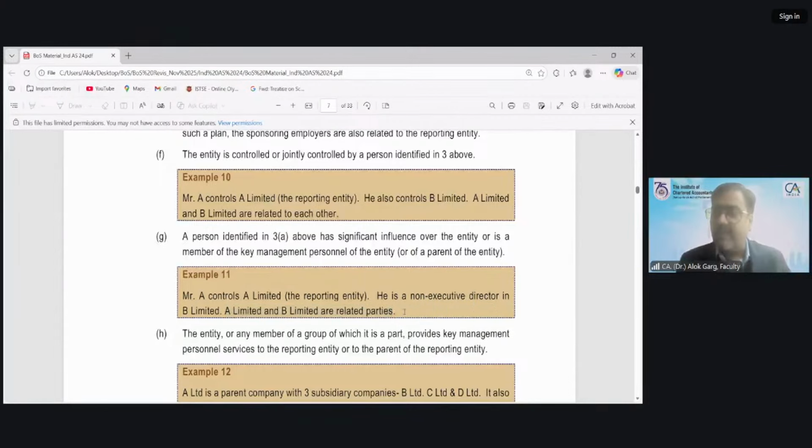Clear? So one entity has control, in the other entity he is a KMP. Or let's say Mr. A has control in B Limited, and Mr. A has significant influence in C Limited. Then B and C are also related parties.